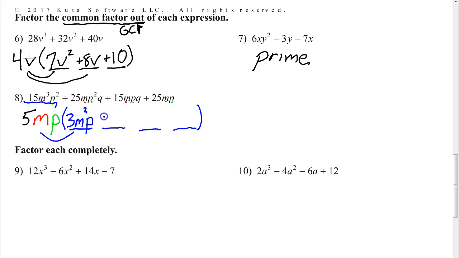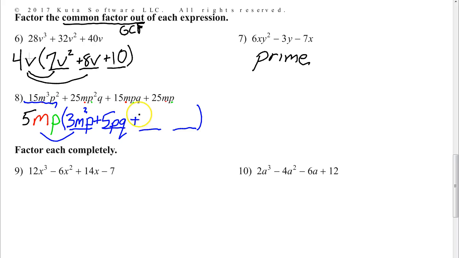So we'll get 5, right? We already have 1m, we only need one m, so we're done there. We have one p, we need two p's. So I need a p to make p squared. And there's a q here, so I'm going to need a q also. So it's just a repetitive process that you repeat.